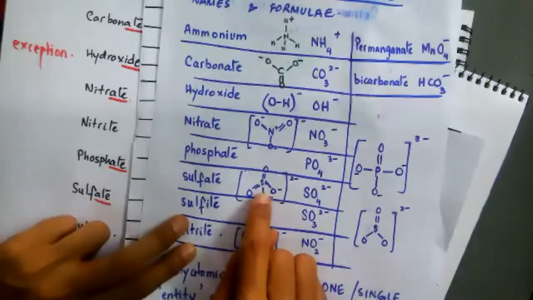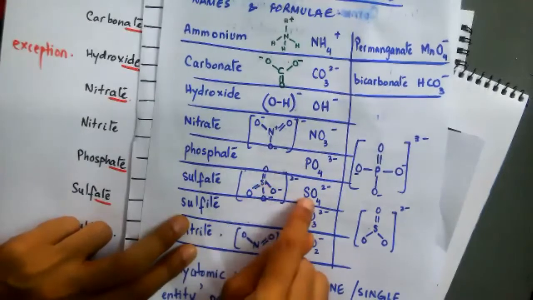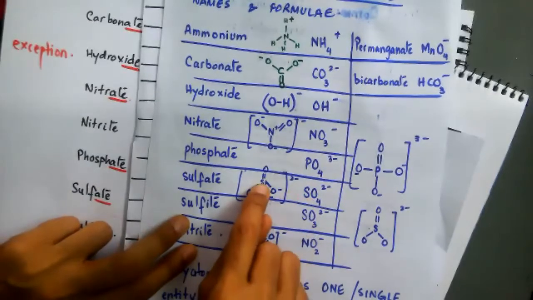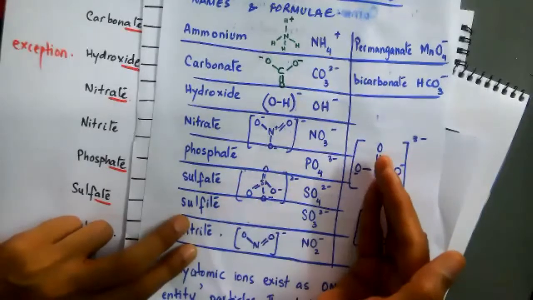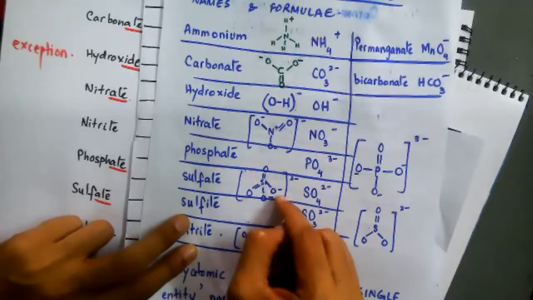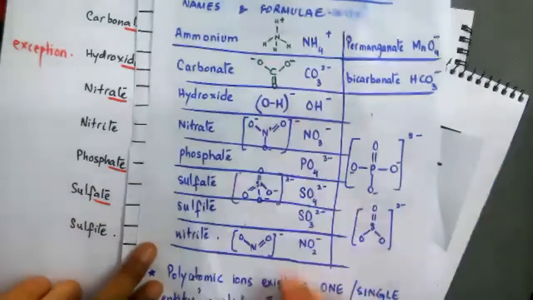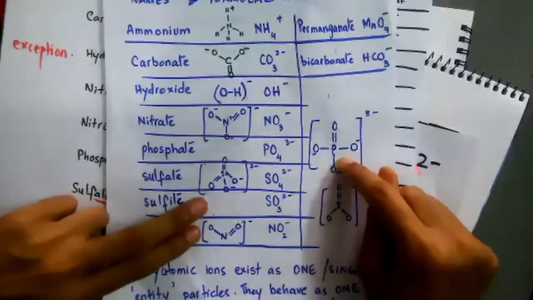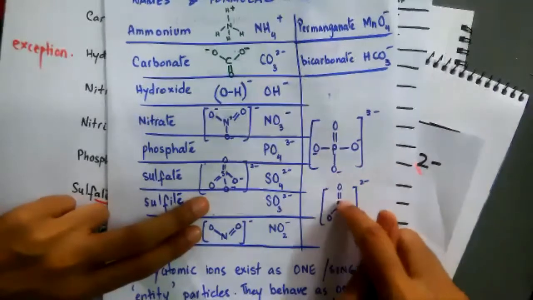Nitrate, I've already shown you. This is sulfate. Can you see sulfur is in the middle? Can you see the more electropositive is in the middle and the elements that are more electronegative are surrounding it? Okay, so nitride and so on and so forth. This is how phosphate is. Phosphorus in the middle with four oxygens attached, sulfur in the middle.